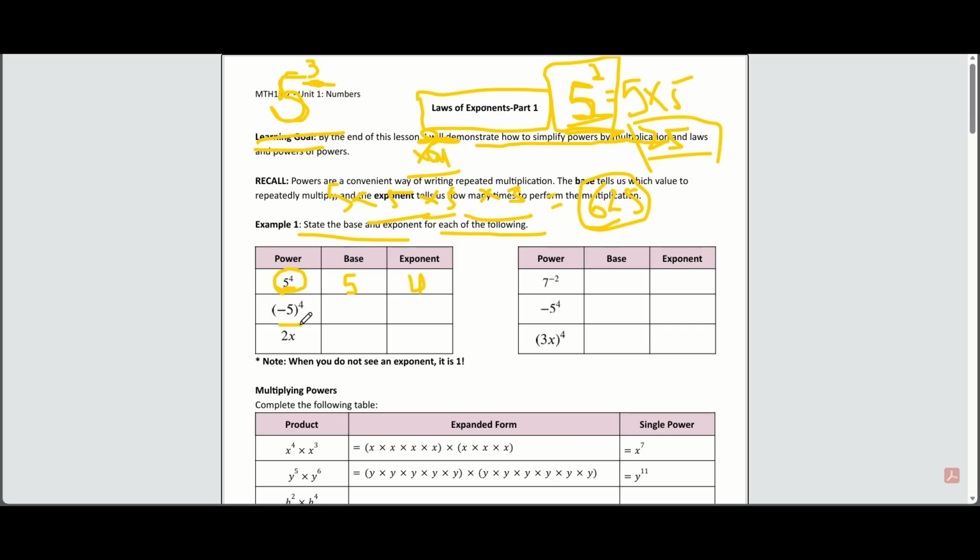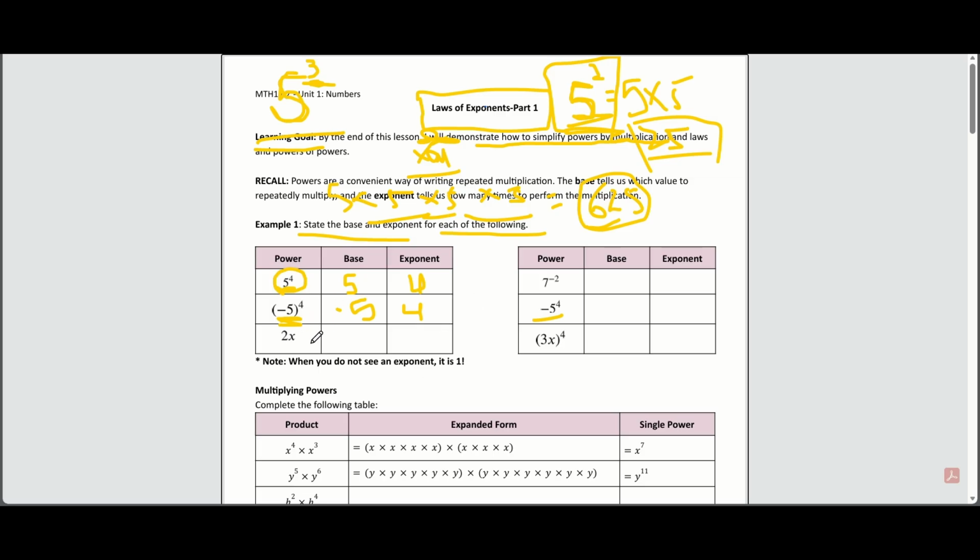Now they're saying that we have negative 5 as our base, and to the power of 4 again. So what's the difference between this negative 5 and this negative 5? I'll give you a second to think about it, and then we'll get back to it.